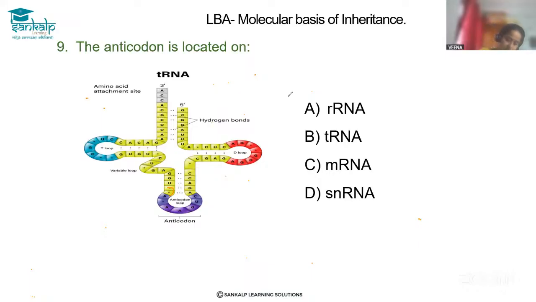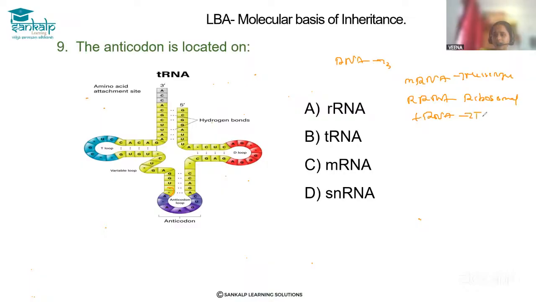The anticodon is located on. So dear students, in the RNA there are three types: one is mRNA, rRNA and then tRNA. Here mRNA is called messenger RNA, rRNA is ribosomal RNA, and tRNA is transfer RNA.